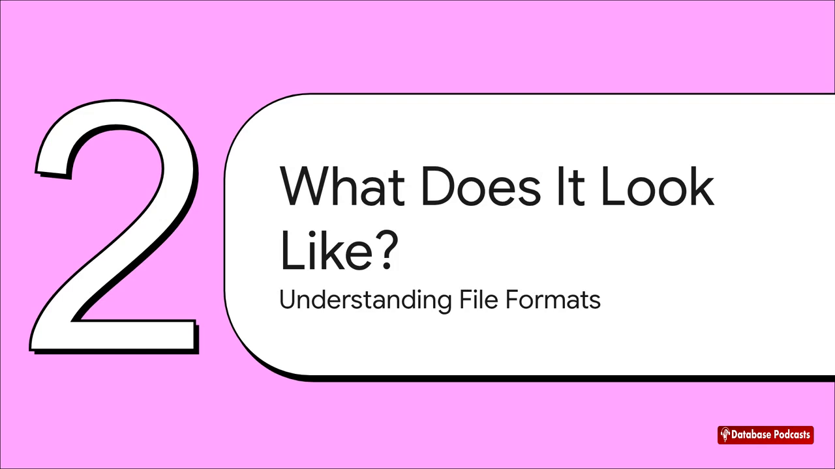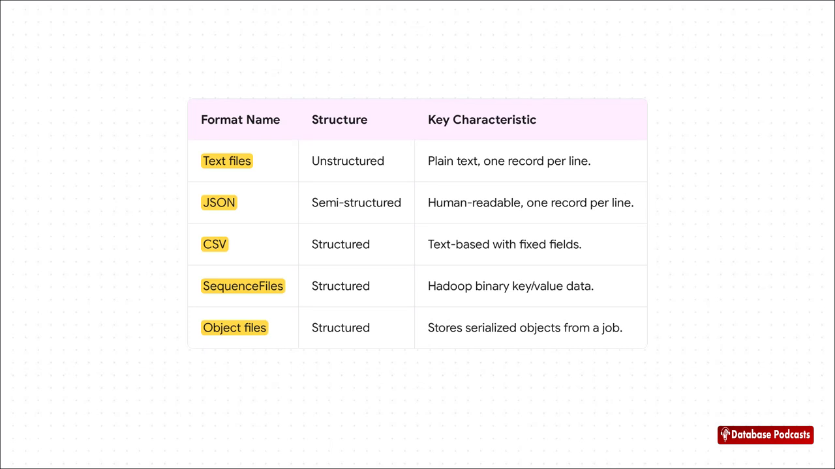So knowing where the data is located is step one. Step two is figuring out what it actually looks like. What's its format? And this can be anything from simple plain text all the way to highly structured binary files. You've got a whole spectrum of formats to consider. You start with the basics like text files, where usually each line is its own record. Then you move up to semi-structured formats like JSON and CSV, which are still human-readable.